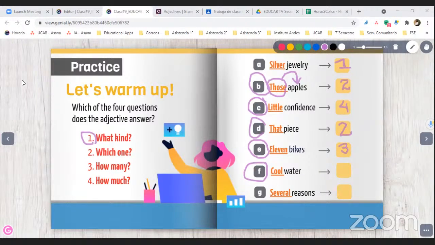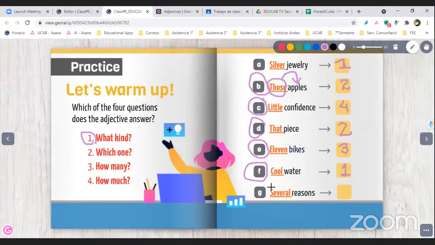Okay, Gildamar answered, what kind? Okay, thank you, Gildamar. So what kind of water do you want? Oh, well, I want cool water. I don't want warm water or hot water. So yes, what kind? Good, thank you very much. So it is number 1. Good job, Gildamar. Thank you very much. Let's see the last one.